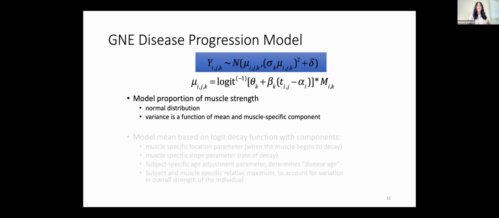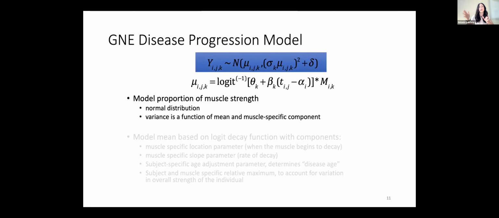So this is just a little bit of the math behind that. That was meant to give you a broad intuition behind what we're doing with these disease progression models. A little bit more of the math behind it is that we are taking, think of the Y's as the observed data. So this is subject specific, visit specific, and muscle specific. And this is a joint model across multiple muscles, and it's a repeated measures model.